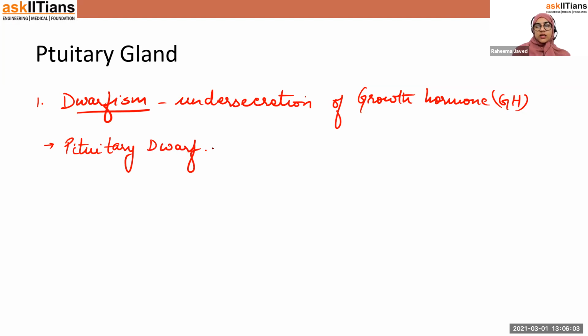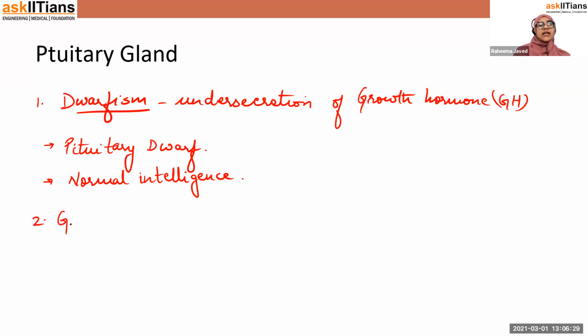Okay, then there are some dwarfs that result due to the undersecretion of thyroid hormone also, but the thing is that the pituitary dwarfs have normal intelligence as compared to the thyroid dwarfs.